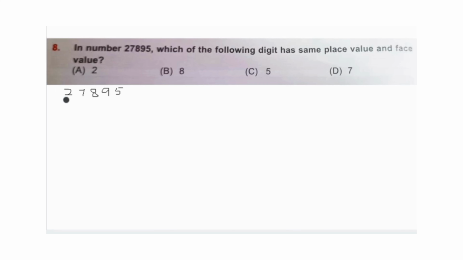Let's start with 2. The face value, let's represent it with FV. The face value of this digit is 2 because that's 2. Now the place value, let's write it as PV. The place value is, it's in the ones, tens, 100, 1000, 10,000s position. So we write 2 times 10,000, which is equal to 20,000.